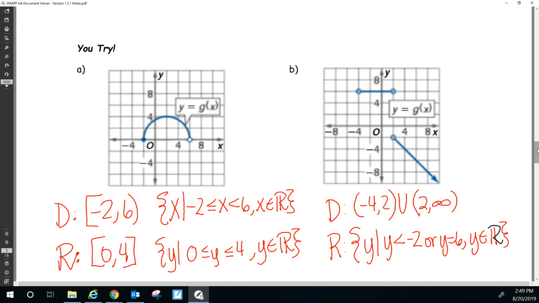It's a good one to do a little bit of set notation for practice on. All right, next video is going to be finding y-intercepts.